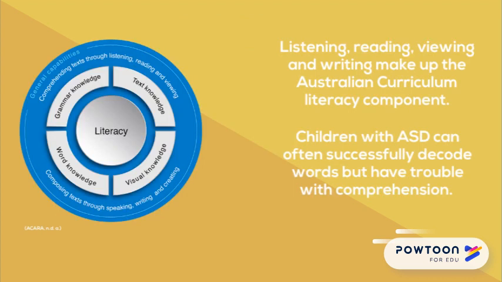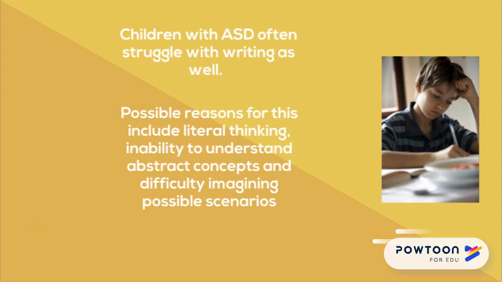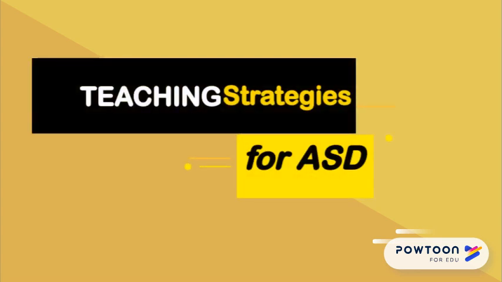Listening, reading, viewing and writing make up literacy in the Australian curriculum. Children with ASD can often decode words but have trouble with comprehension. Children with ASD struggle with writing. Possible reasons include literal thinking, inability to understand abstract concepts, and difficulty imagining possible scenarios. Teaching strategies for autism spectrum disorder.